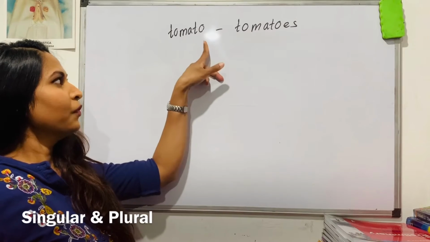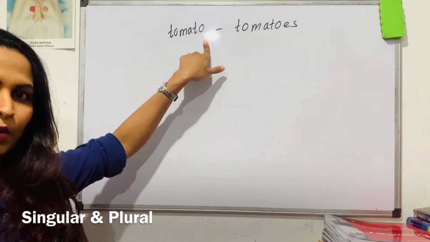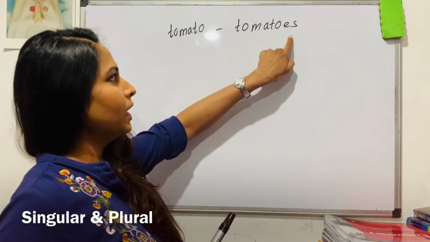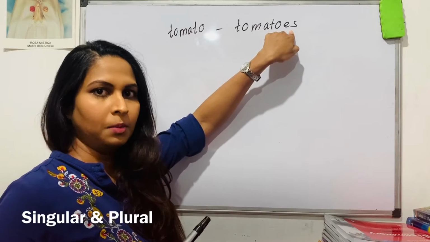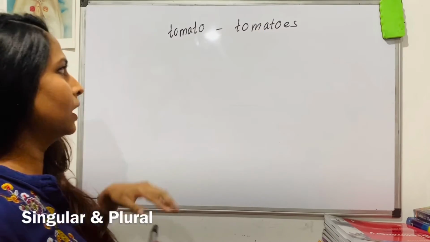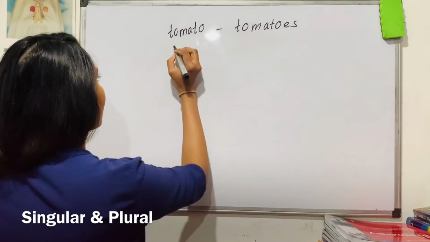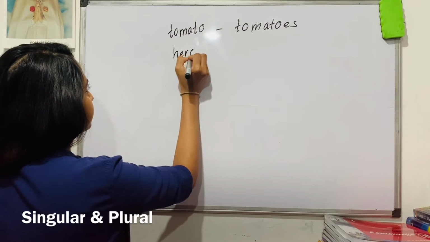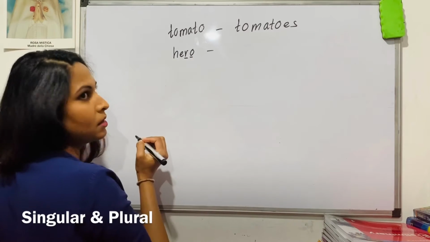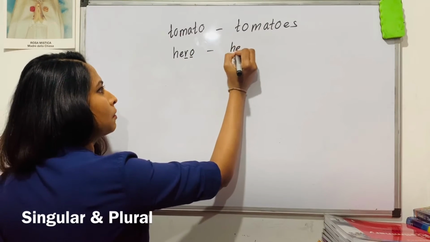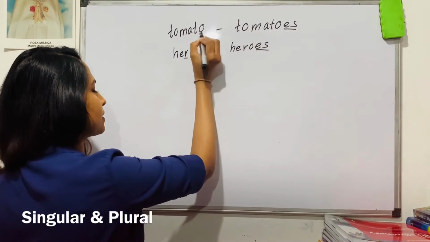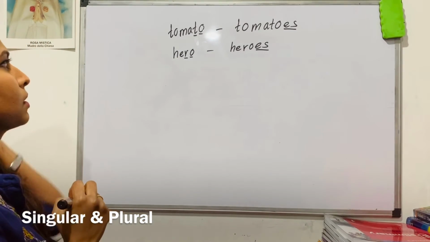Okay, now if the word ends in letter O and it has a consonant before that, we add ES when we make the plural noun. So tomato becomes tomatoes when we change it into plural. Hero. The last letter is O and before that it's a consonant. We just add ES.